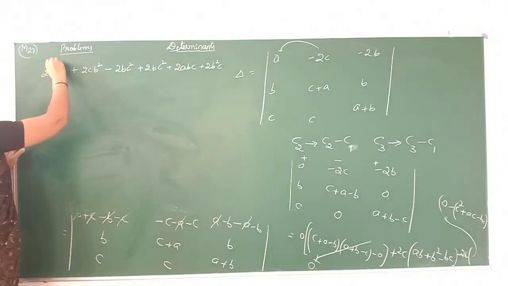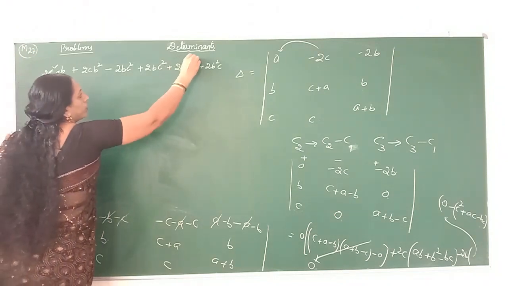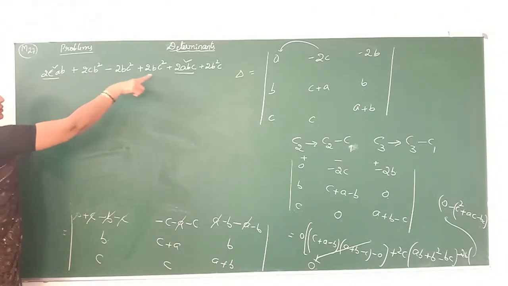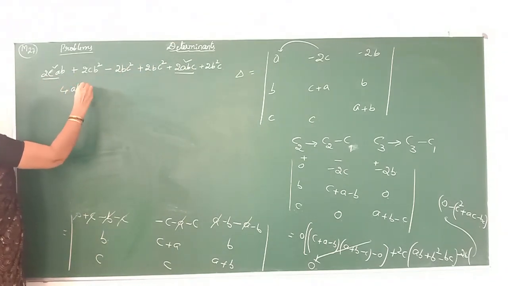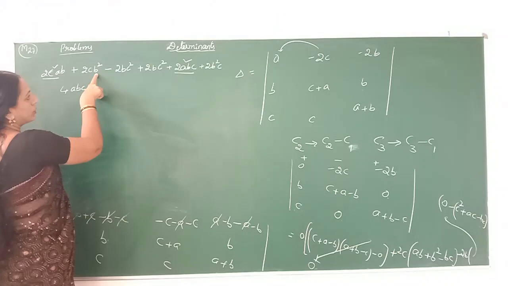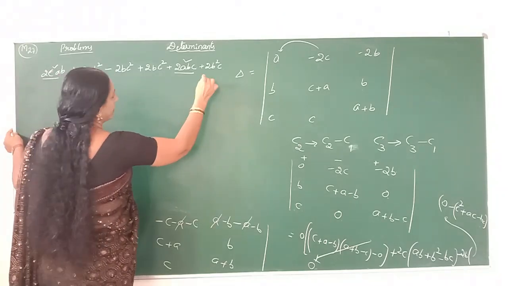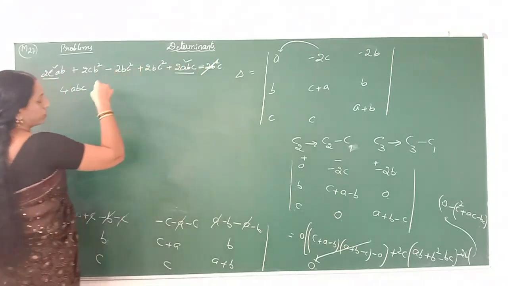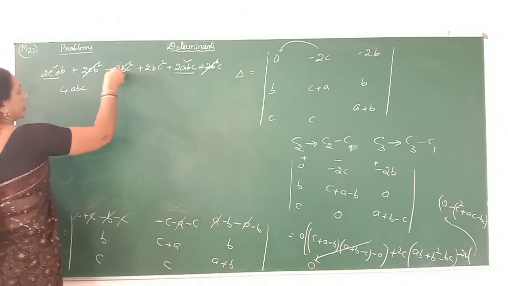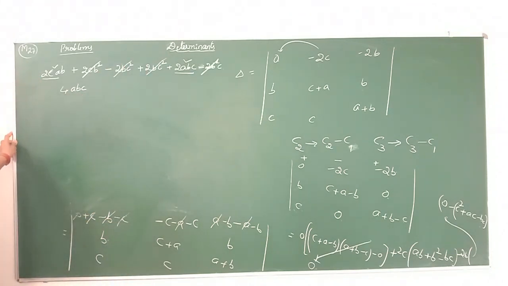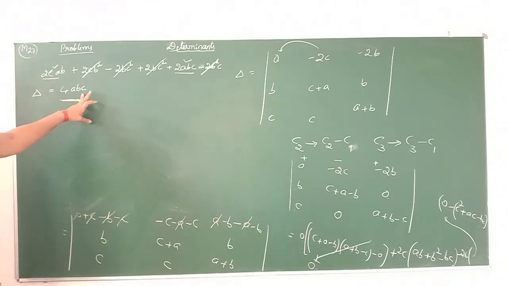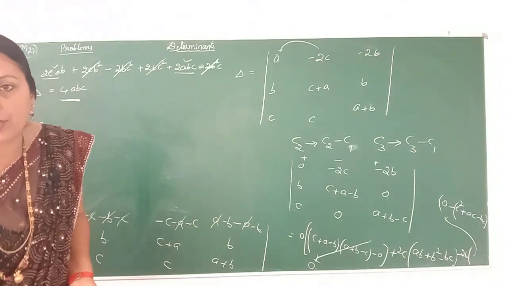After that, simplify. 2BCA and 2ABC, now these pairs are equal to each other. After adding these two, we get 4ABC. And the next term 2CB square, and the last one is minus 2CB square. Both get cancelled. And the last elements, minus 2BC square and 2B square C, are also cancelled. Therefore, the delta is nothing but minus 4ABC. So that is the solution of the RHS.